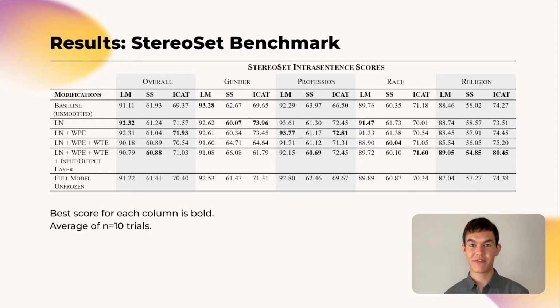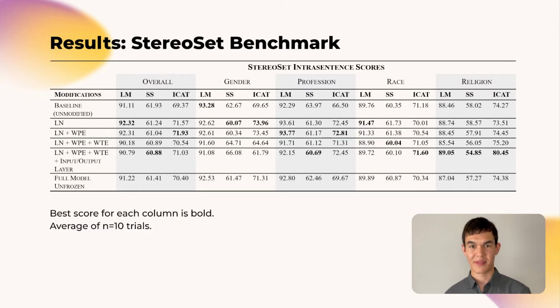On this table, we have 6 different models, each applied to the StereoSet intrasentence benchmark. The first model is an unmodified GPT-2 model with no fine-tuning whatsoever. This serves as a baseline. The LN model only fine-tuned its layer normalization parameters. The LN plus WPE model only fine-tuned its layer normalization and word position embeddings. The next one has all of the previous modifications with the addition of fine-tuning its word embedding parameters as well. The next model has all of the previous modifications with the addition of a linear input and output transformation as previously described. And then finally, for comparison, we have one GPT-2 model with all of its parameters unfrozen during the fine-tuning process.